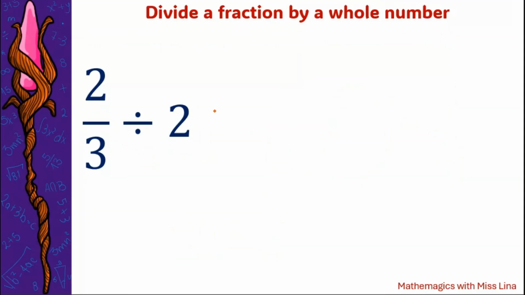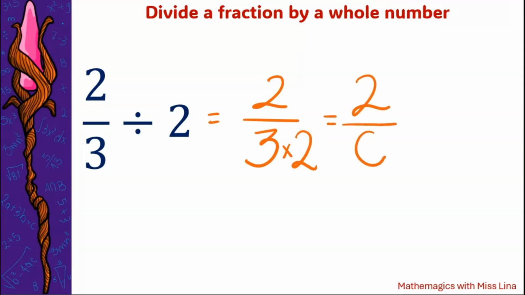2/3 divided by 2. In this case, we are going to put 2 over 3 and the 2 we multiply to the denominator. We are going to get 2 over 6, 2/6. Notice that in this case we can simplify dividing by 2. It's going to be 2 divided by 2 is 1, 6 divided by 2 is 3, 1/3. We had 2/3 at the beginning, divided by 2 is just 1/3, makes sense.